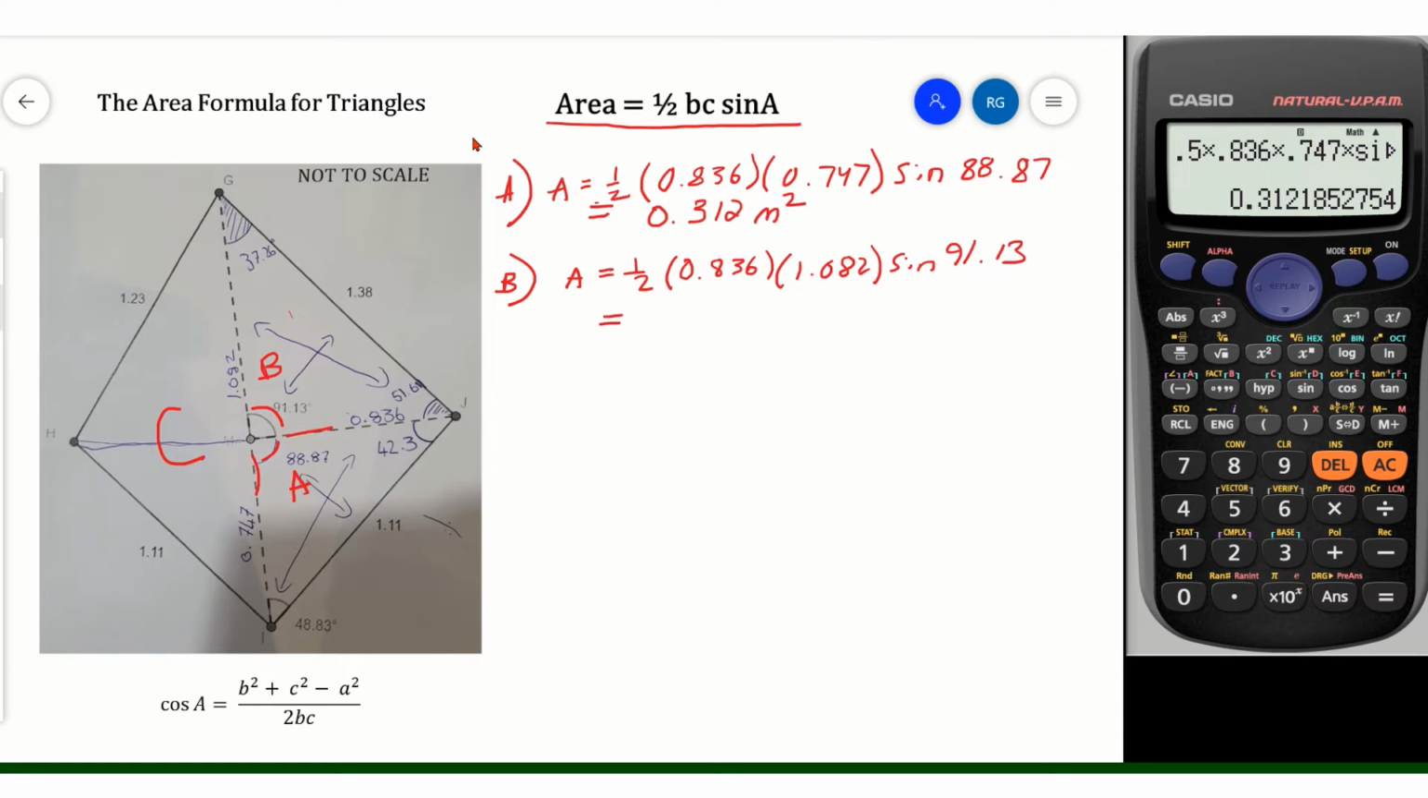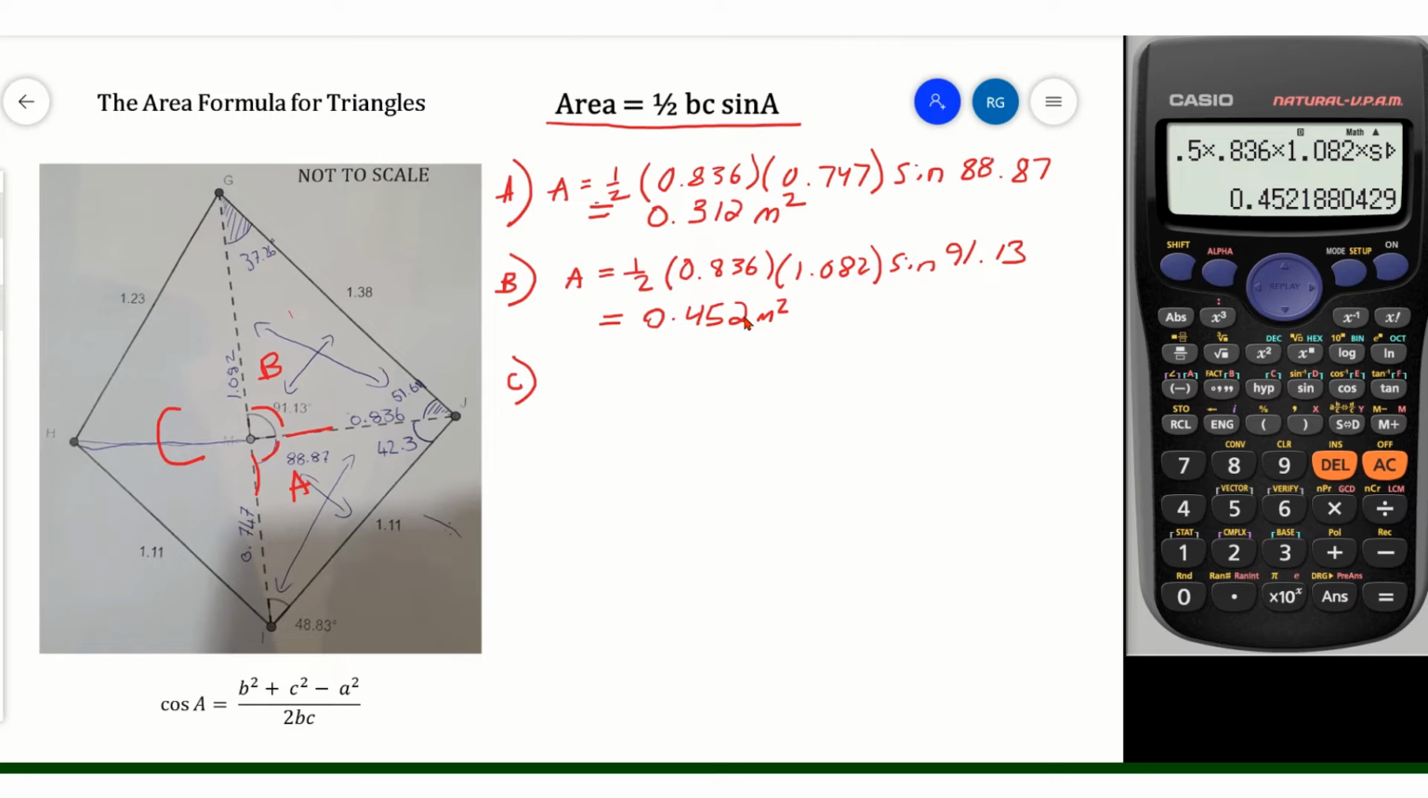And then I'm off to the calculator, and we've got 0.5 times 0.836 times 1.082 times the sine of 91.13. And that all gives me 0.452 square meters. Okay, now I've saved C for last because there's a problem over in C.